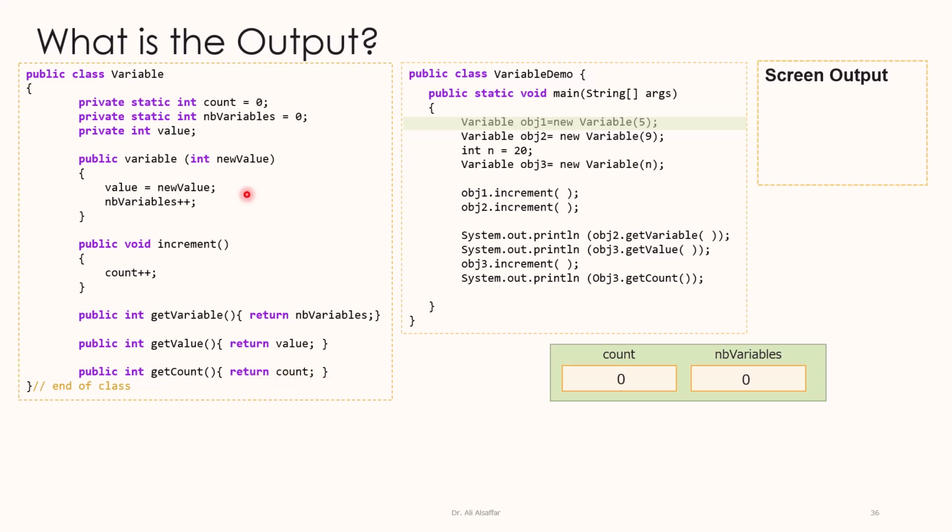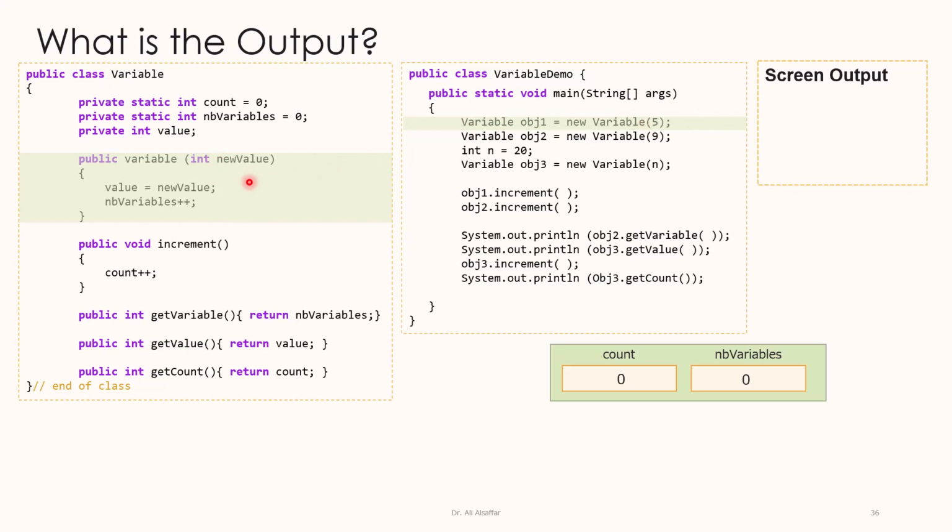Before we start the tracing, since we have two static variables, first draw a box and put the values of these static variables inside it. This is the first statement in our program. It simply creates an object from the class variable by calling its constructor with an input parameter equal to 5.